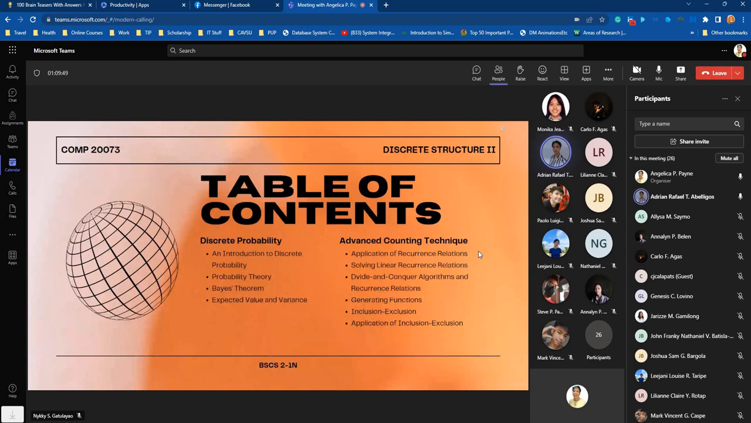And here is our list of topics or table of contents that we are going to discuss. Here are some key terms from discrete probability: introduction to discrete probability, probability theory, Bayes' theorem, expected value and variance. And for the advanced counting techniques, there will be application of recurrence relations, solving linear recurrence relations, divide and conquer algorithms and recurrence relations, generating functions, inclusion-exclusion, and application of inclusion-exclusion. Next.